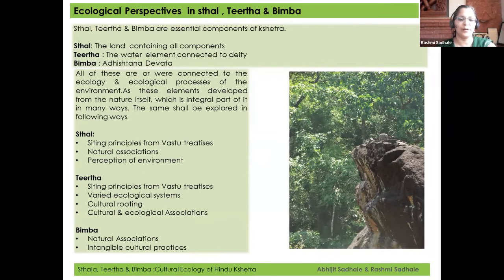Namaste, am I audible? Yes. Thank you. Sthala, Teertha and Bimba are essential physical components of a Kshetra. We will learn them by citing the principles listed in many Vastu treatises and understand Sthala as the perception of environment, Teertha as the ecological and cultural association, and Bimba in relationship to the biodiversity of the immediate surrounding environment through cultural practices.